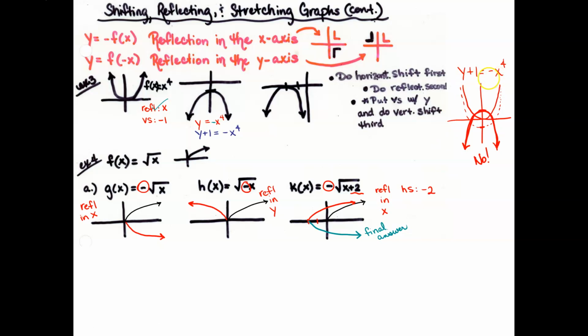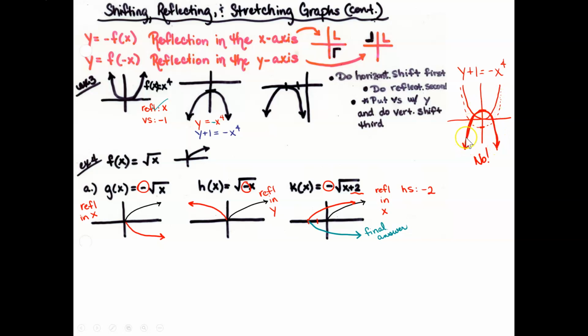If I had correctly identified that the negative out in front of the function causes a reflection in the x-axis, and I correctly identified that this was a vertical shift of -1, but I did not follow this order. Let's say I did my vertical shift first. Here's my original function, and then I would vertically shift that down 1, so that dotted graph right there is my shifted graph, and then I would reflect that in the x-axis. I would get this as my final answer.